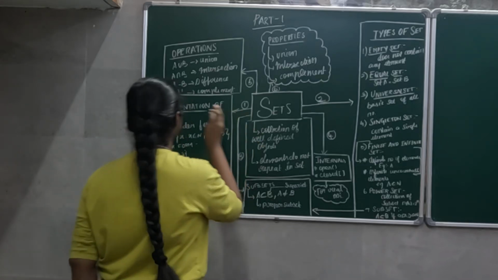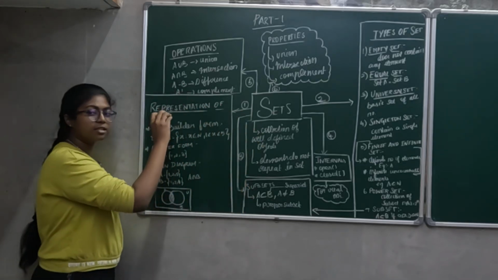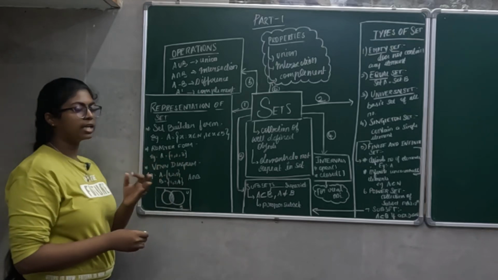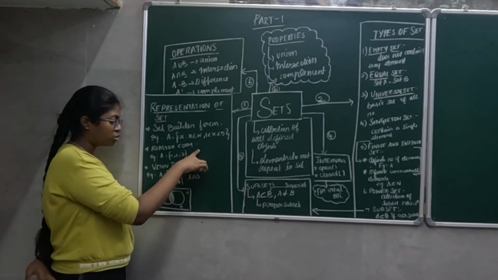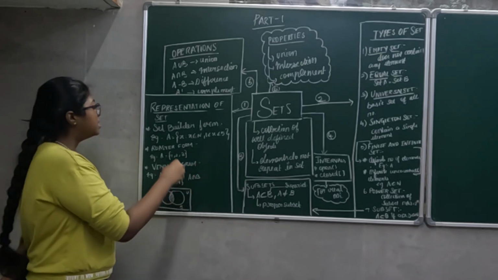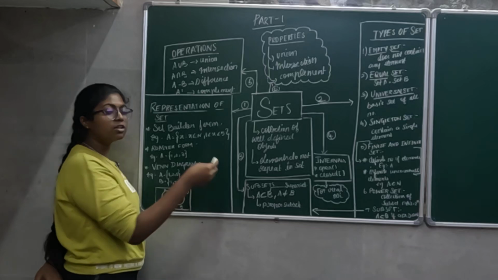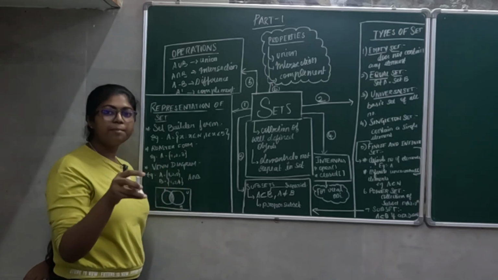First, we have to go through how we are going to represent a set. The representation of sets can be done by three methods: one is set builder form, another is roster form, and the third is the Venn diagram. Set builder form is a statement which defines the elements in a set.